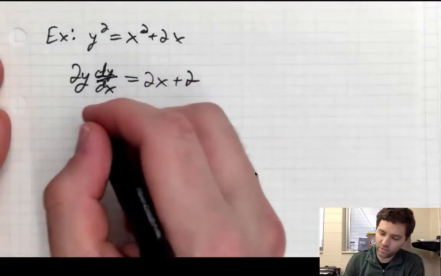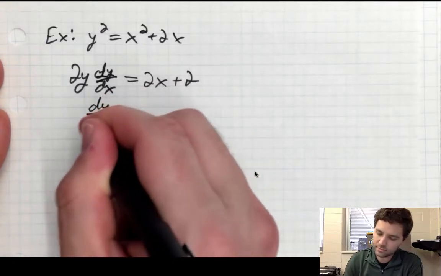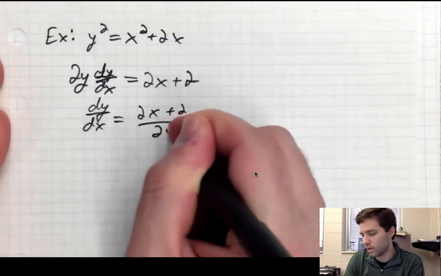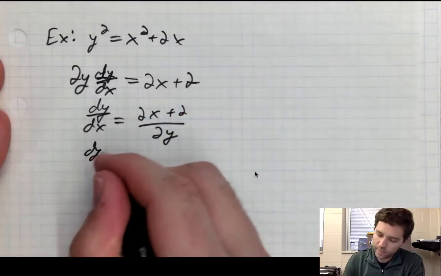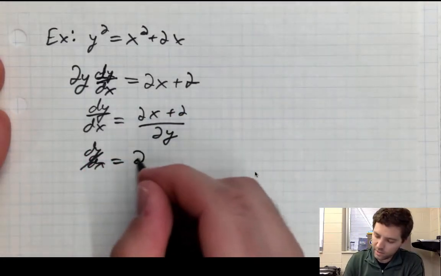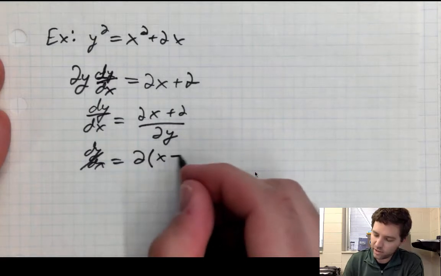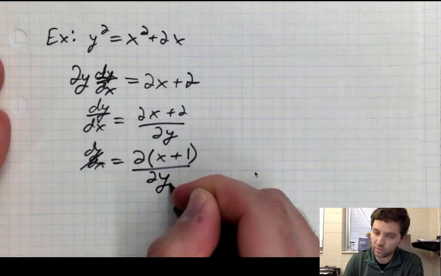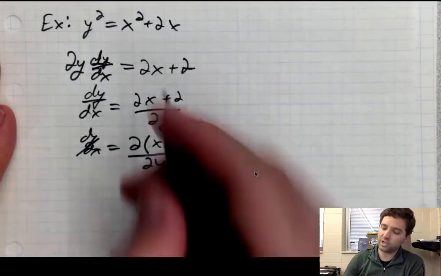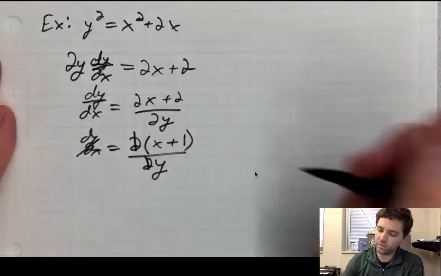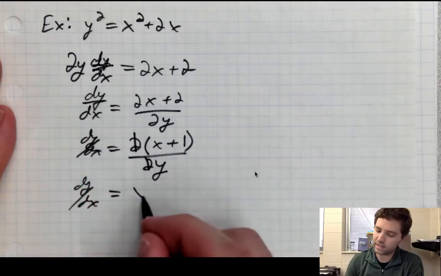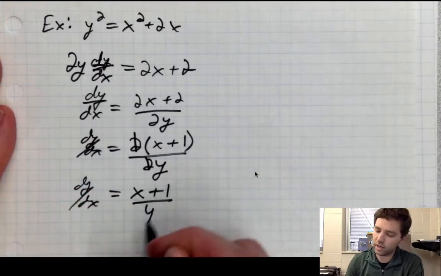Divide both sides by 2y, and you get dy/dx is equal to (2x + 2) over 2y. Clean this up a little bit. If I take a 2 out in front of the numerator, we're left with 2 times (x + 1) divided by 2y, and 2 over 2 simplifies to 1 over 1. So I get, finally, dy/dx is equal to (x + 1) over y.